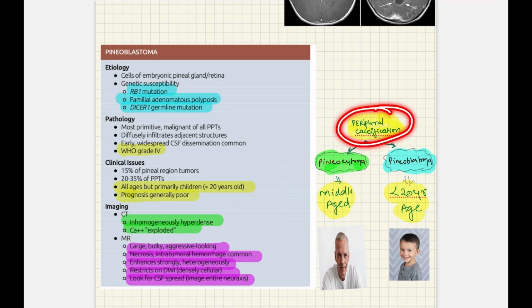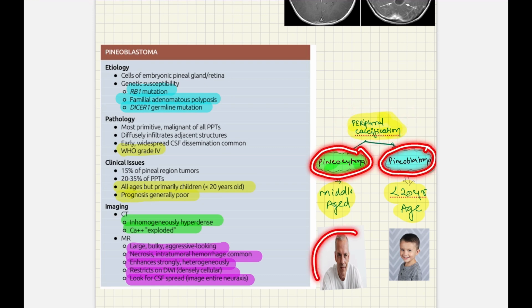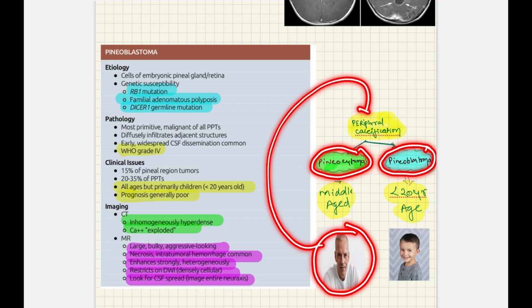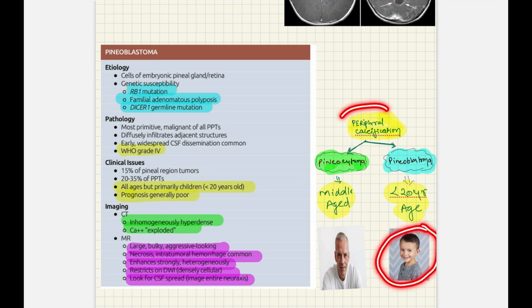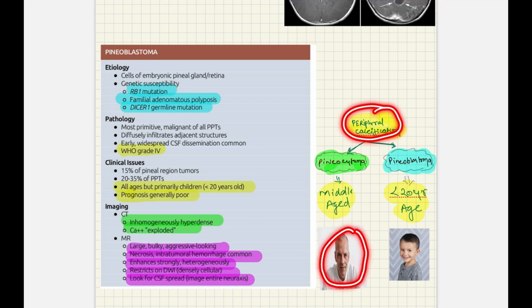So the question is, if peripheral calcium is there, for peripheral calcification we have only 2 differentials: first is pineocytoma and second is pineoblastoma. If a middle-aged person comes with peripheral calcification, then we have only 1 differential, that is pineocytoma. If a child comes with peripheral calcification, we have 1 differential, that is pineoblastoma. So simply we can define: peripheral calcification in middle age is pineocytoma, peripheral calcification in a child is pineoblastoma. On MRI, this is a large, bulky, aggressive looking mass.